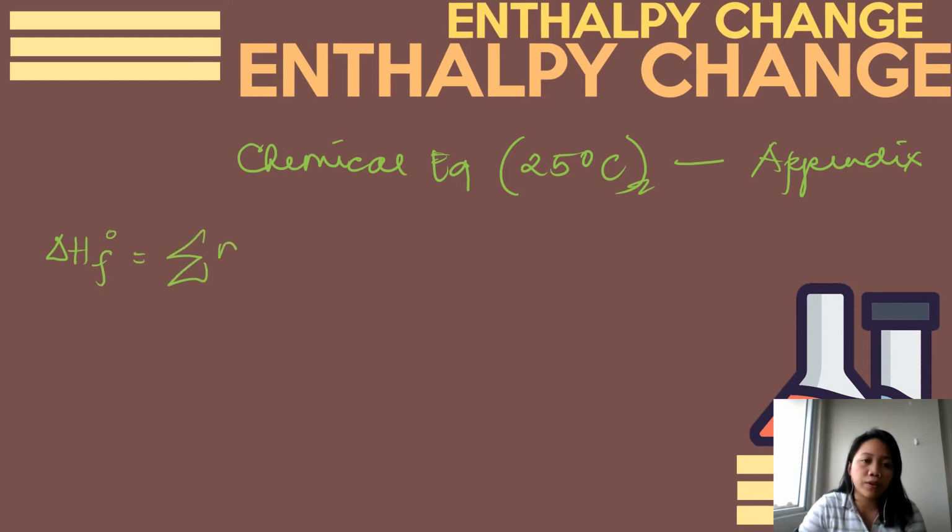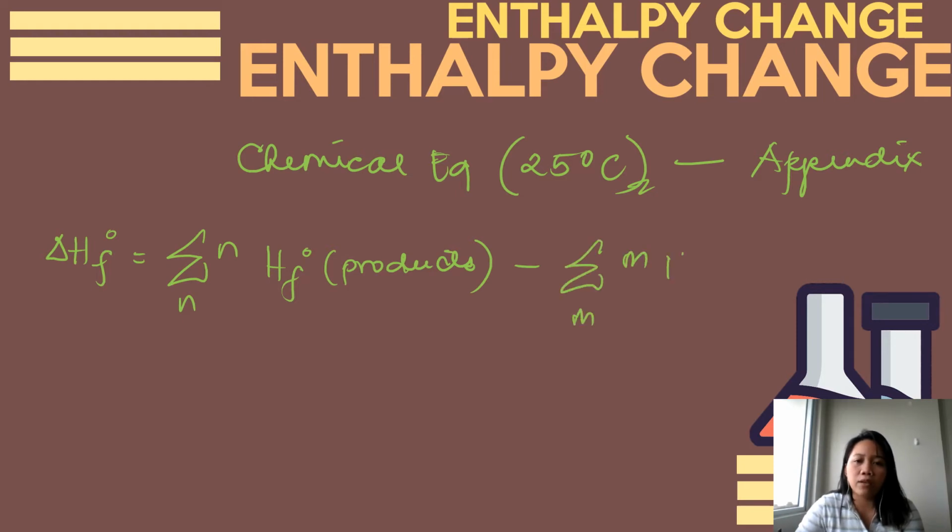The formula for the change of enthalpy, delta H f prime, is equal to the summation of n times H f prime of the products minus the summation of m times H f prime of the reactants. It's a summation because we are talking about the different reactants you will need and the different products produced in a reaction. There are cases where you have two reactants and only one product, and cases where you have one reactant and two or three products. The main idea is that we need the total heat of formation of the products subtracted by that of the reactants to get the change in enthalpy.